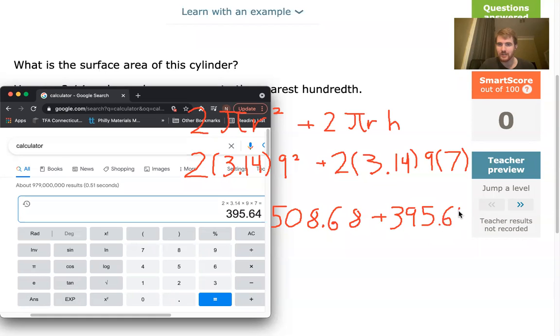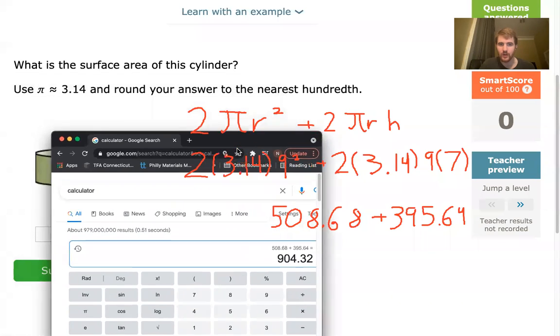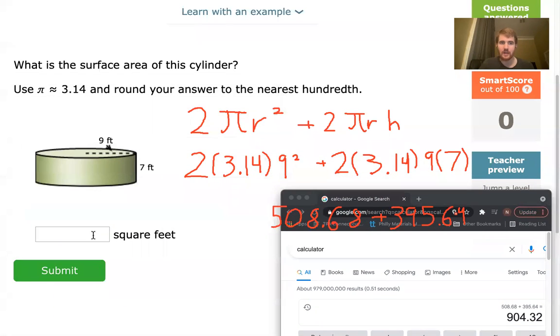Last step, of course, is to add these two numbers together because we want the total surface area. So 508.68 plus 395.64 is equal to 904.32. And the unit is feet. This is area, so we use square feet.